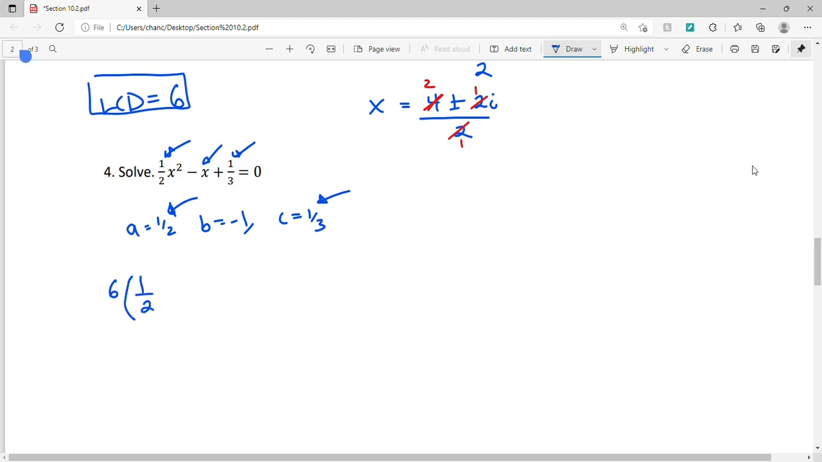So we'll have 6 times 1/2 x squared, minus 6 times x, and 6 times 1/3.